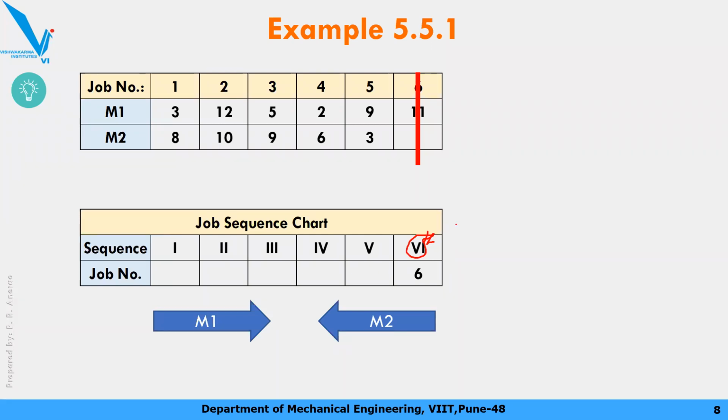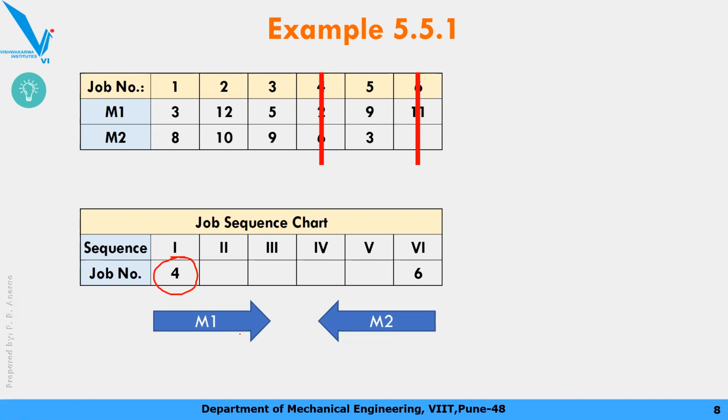Then again look for the least value. See, this 2 is the minimum processing time, belongs to job number 4 on machine number 1. Okay, so for machine number 1 what will you do? You go left to right. So here you are going to place job number 4, and you will cross out this line, because you have selected the sequence that job number 4 is in the first sequence, you will process this first. So here you put job number 4.